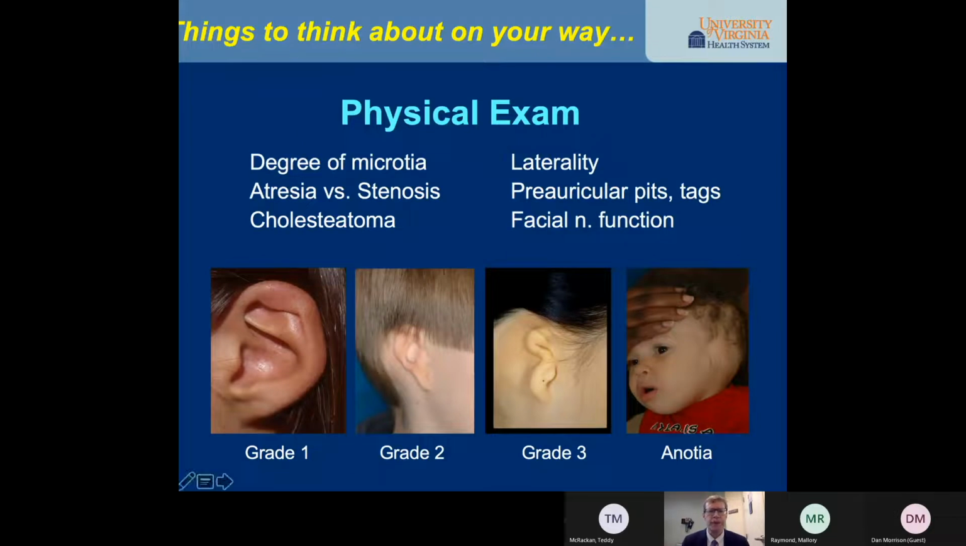What's the degree of microtia? Here's a grade 1 microtia where all the cartilaginous structures are in place. It's just kind of a small ear. Maybe there's a little bit of a helical deformity there.